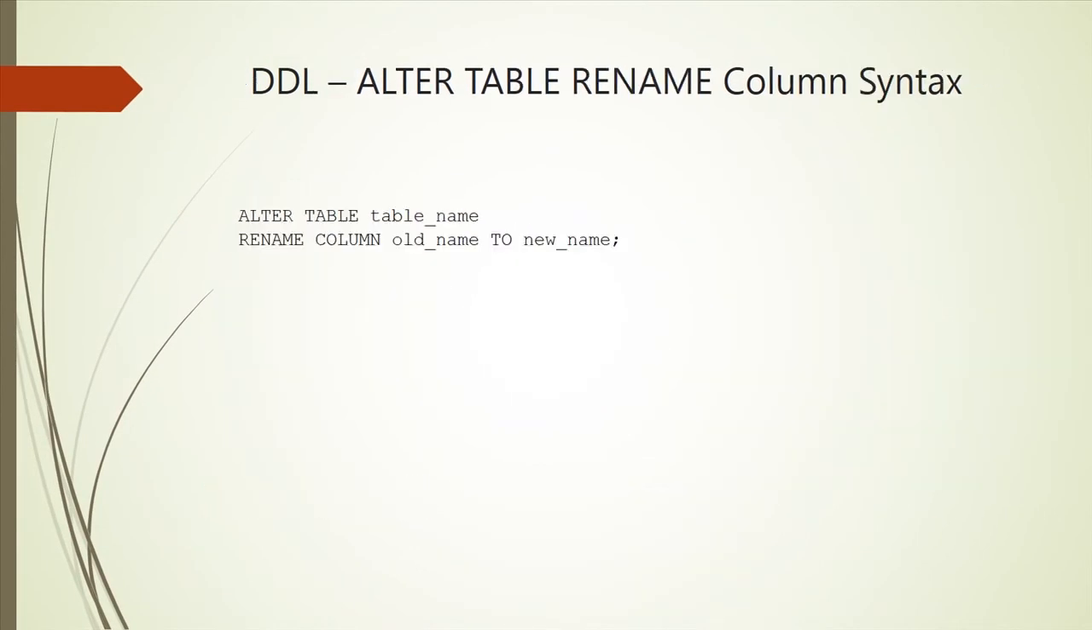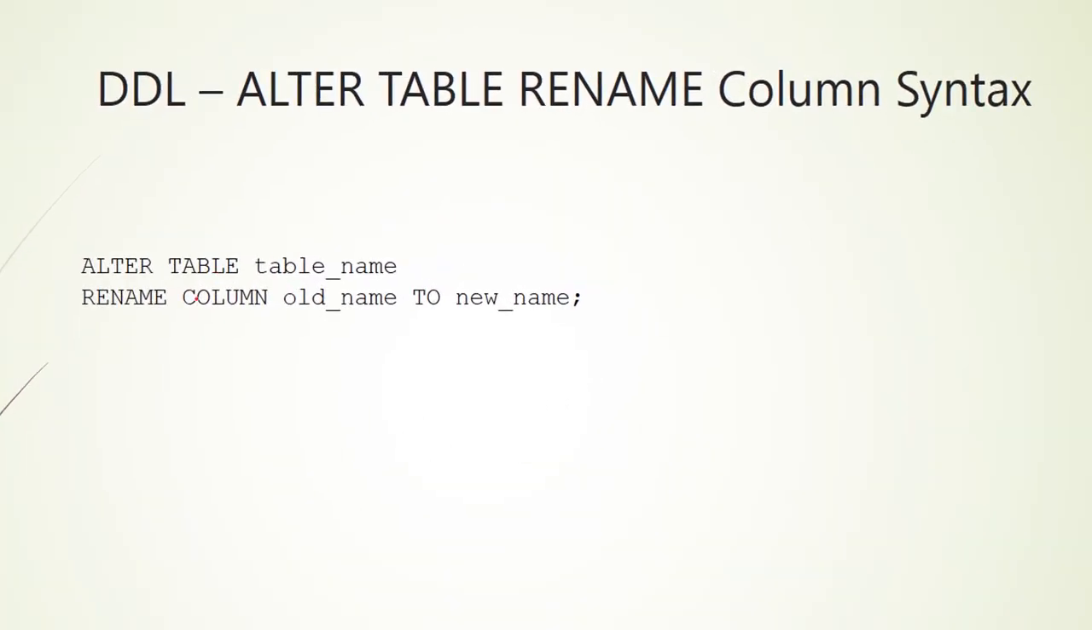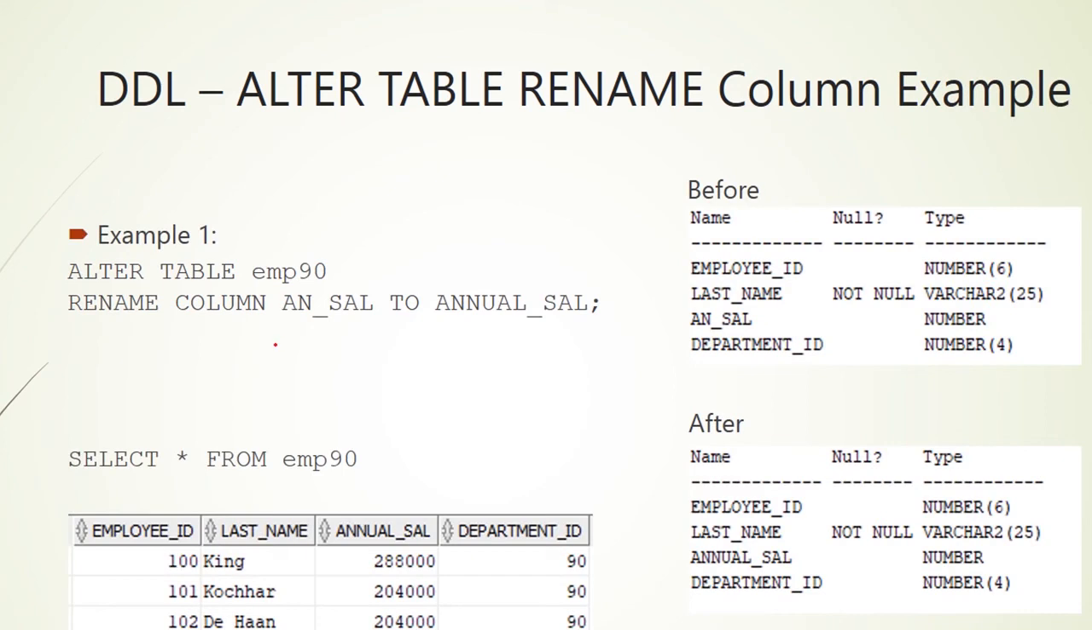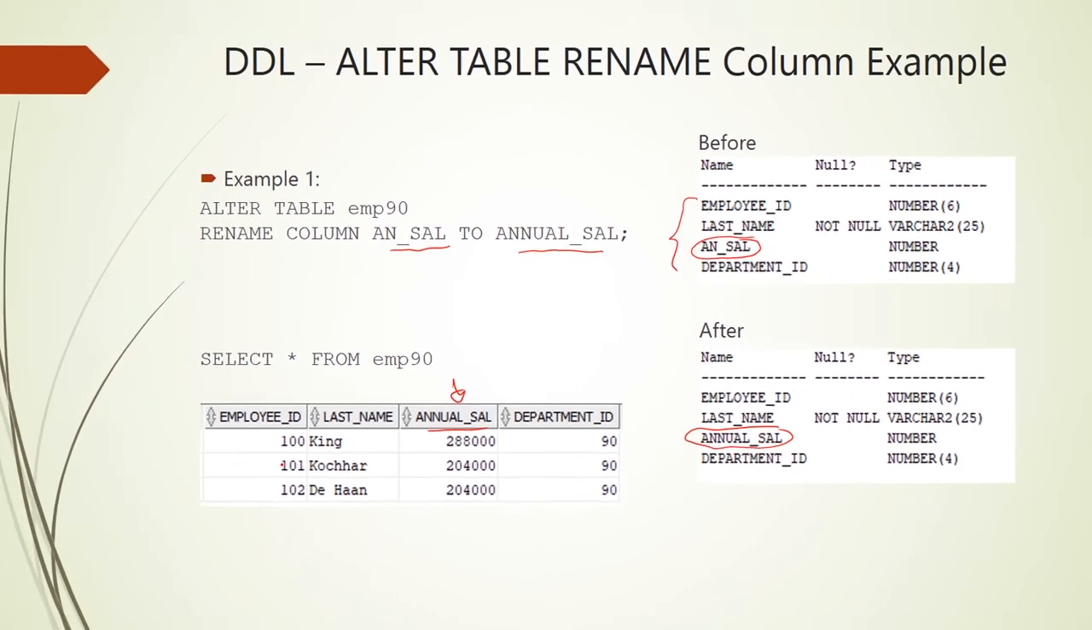We can use alter table to rename a column. Alter table, name of the table, rename column, the old name to, and this is the new name of the column. For example here, alter table emp90 rename column an underscore sal to annual underscore sal. So this is the structure of the table before change. As we can see, this is an underscore sal. After the change, this is the column after renaming the column. Select star from emp90. As we can see, the column name now is annual underscore sal.